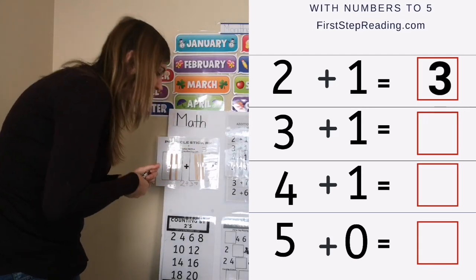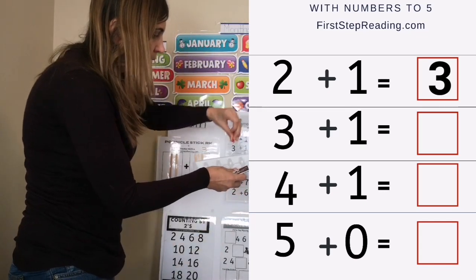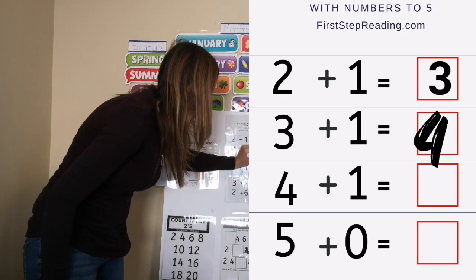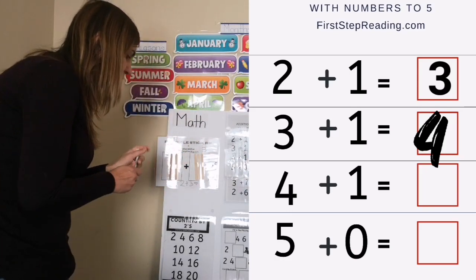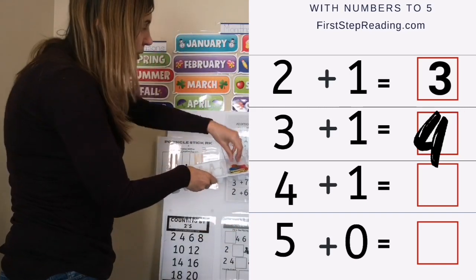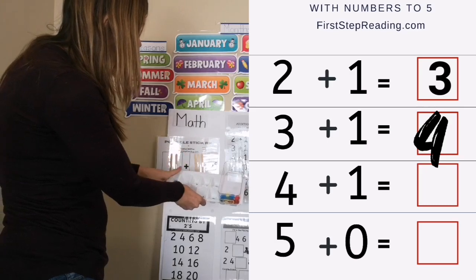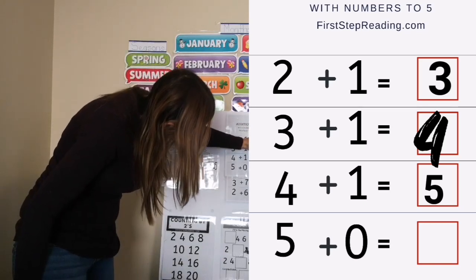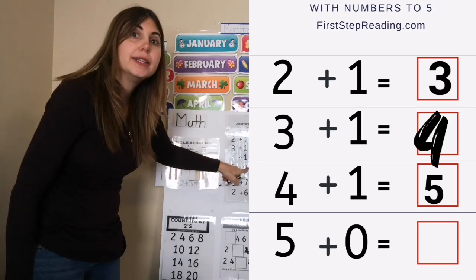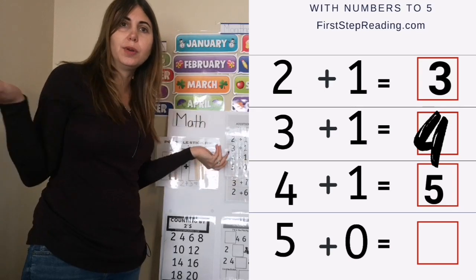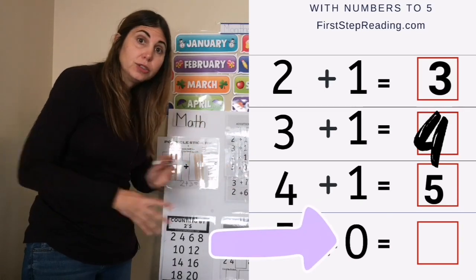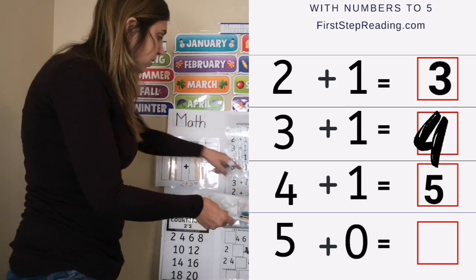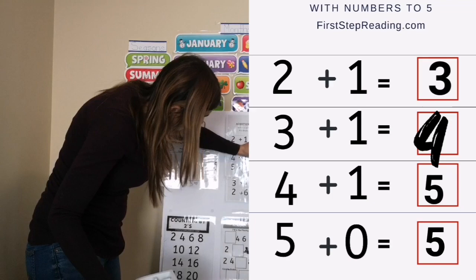Okay, then it says put in 3 and 1 more. So 1, 2, 3, and 1 more. I have 1, 2, 3, 4. 4 is my answer. Now it says 4 and 1 more. So 1, 2, 3, 4, and 1 more. I now have 1, 2, 3, 4, 5. 5 is my answer. Now it says 5 and 0 more. What is 0? What does 0 mean? 0 means nothing. Do not add any more. So I put in 5, and I don't put any more. 1, 2, 3, 4, 5. So my answer is 5.